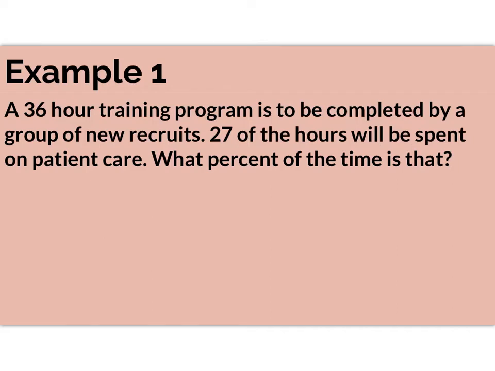So 27 is a part of the whole time. So this is just a simple setup of 27 over 36. Well, this math is easy to do because if we just reduce the fraction, 9 goes into both of them, 3 over 4. 3/4 is a common fraction, which equals 0.75, which equals 75%.